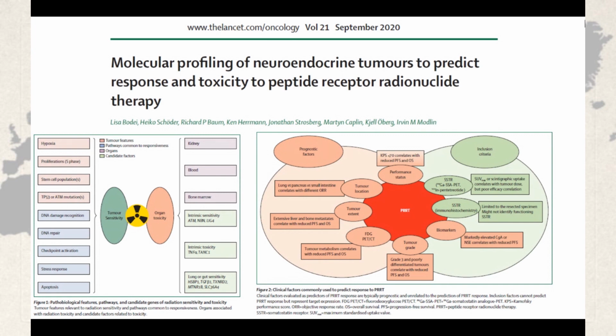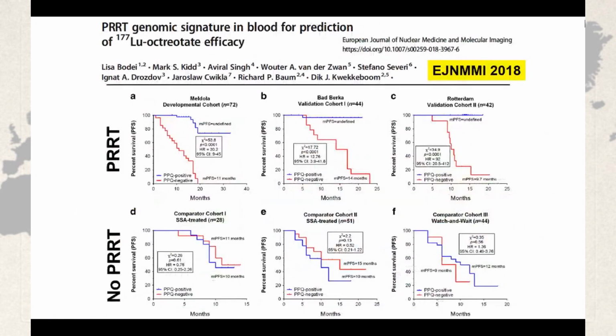And I'm very much convinced that in future, we will not only use the uptake, the SUV, for example, on the PET images to select patients for PRRT, but look also at other prognostic factors, which are mentioned here. And some of the most important could be discovered using the NET test, which was tested in 3 centers in Italy, in Germany, and in the Netherlands.